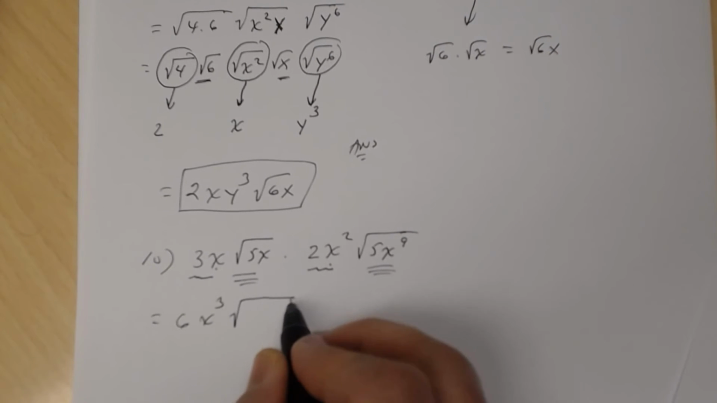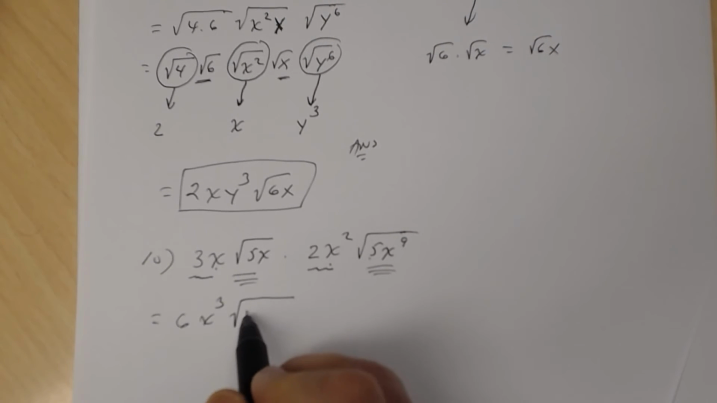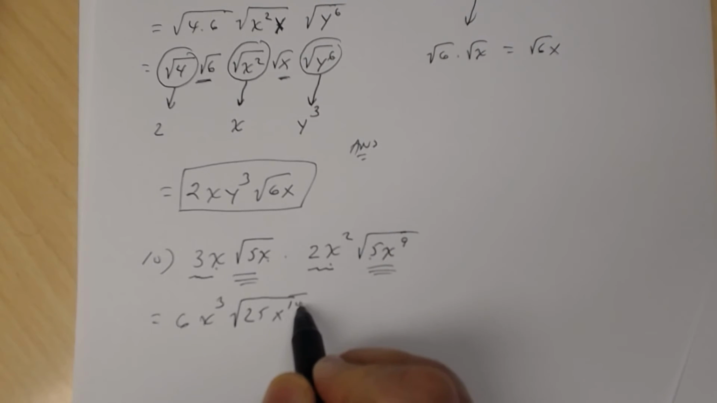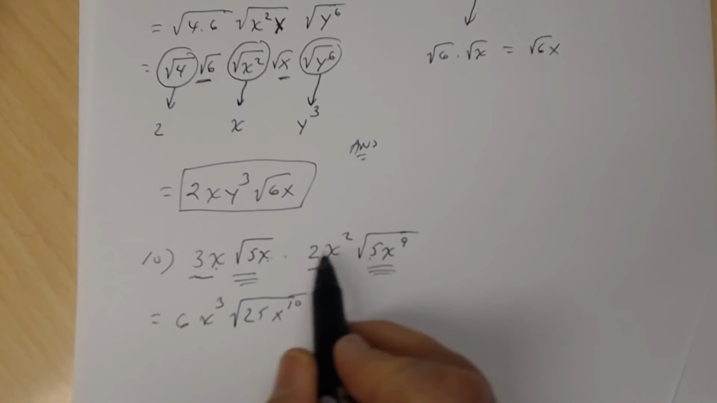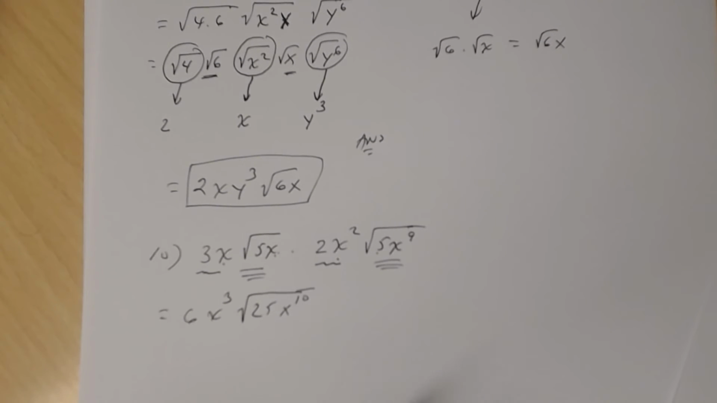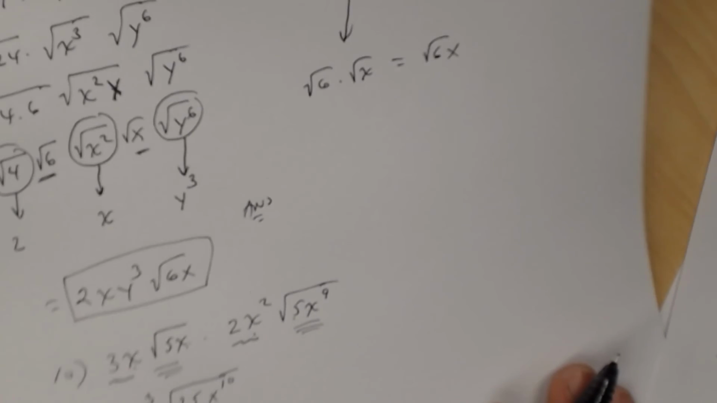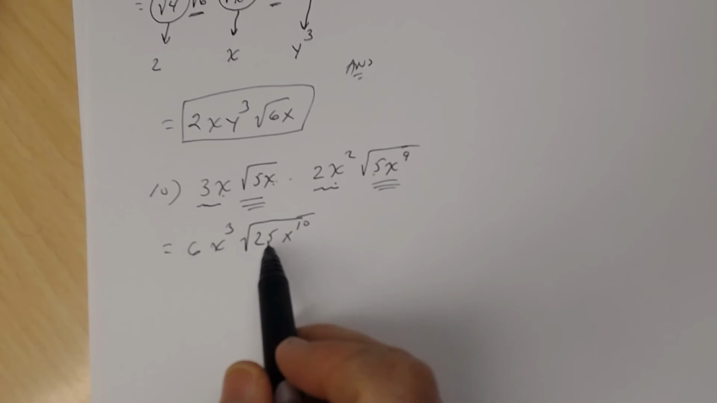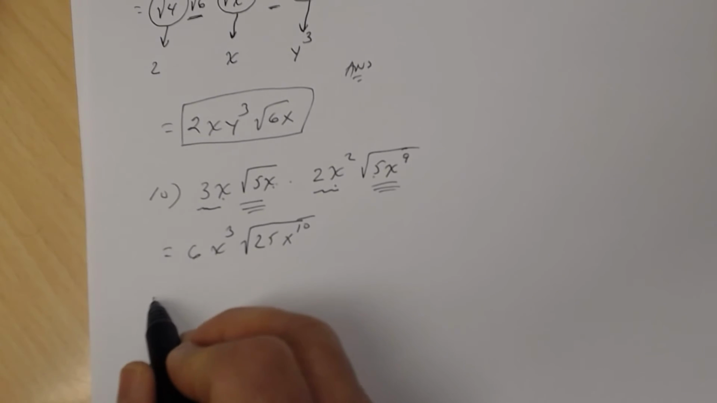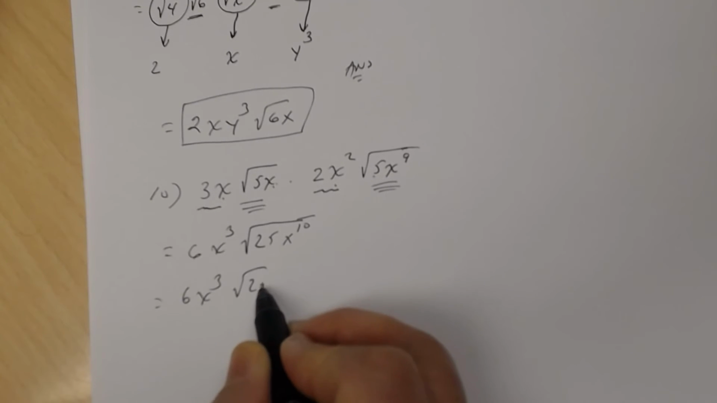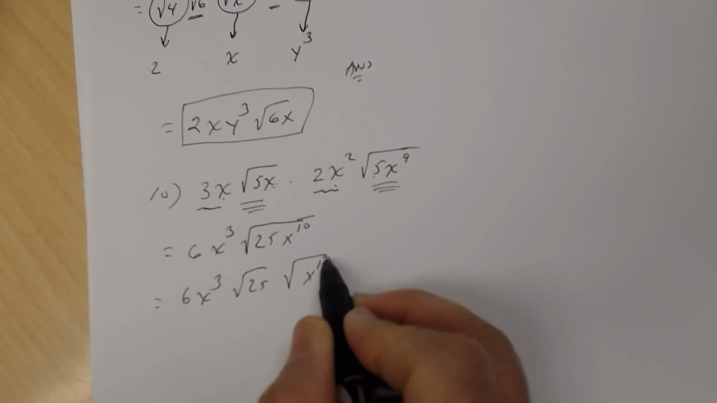So that's going to be the square root of 5 times 5 is 25. X times x to the 9th is x to the 10th. So when you multiply like bases, you add exponents. 1 plus 9 is 10. All right, now let's see what we get. I'm going to rewrite the square root of the product as individual products. So that'll be 6x cubed times the square root of 25 times the square root of x to the 10th.